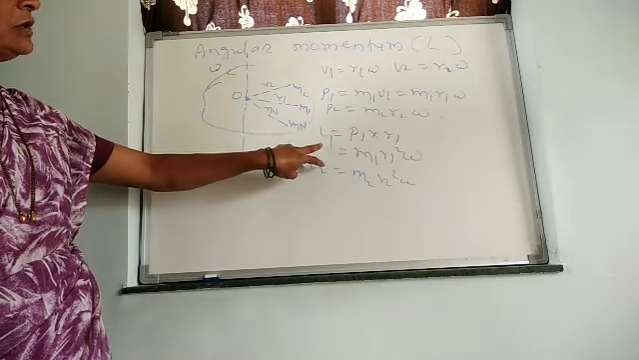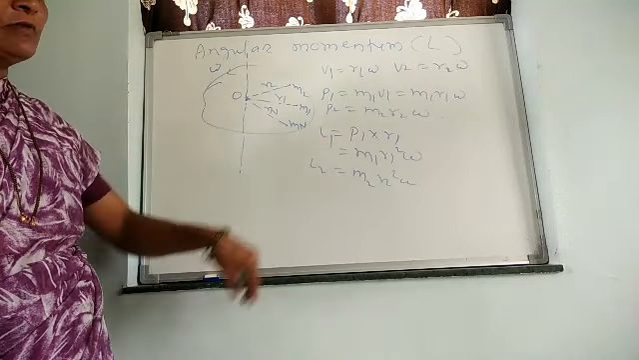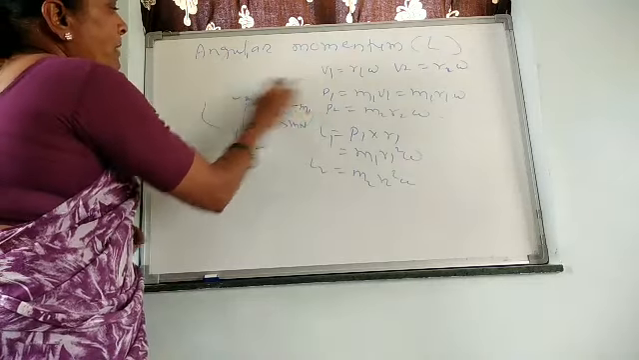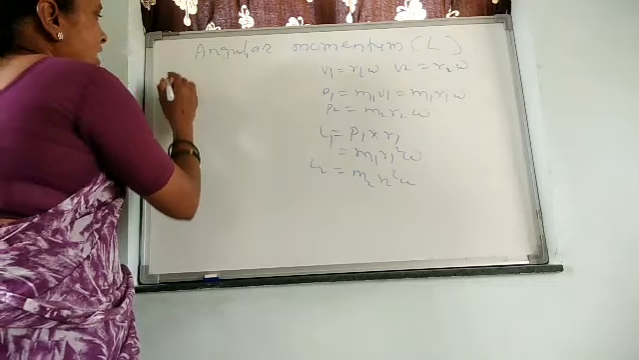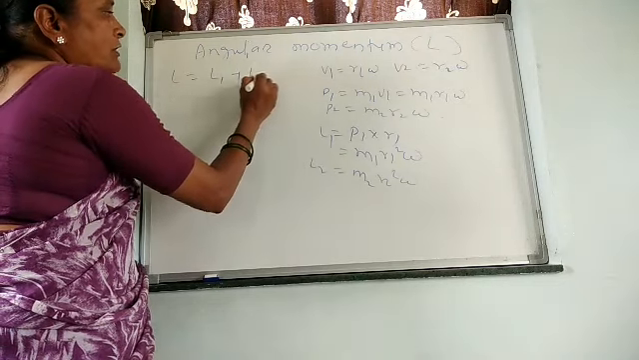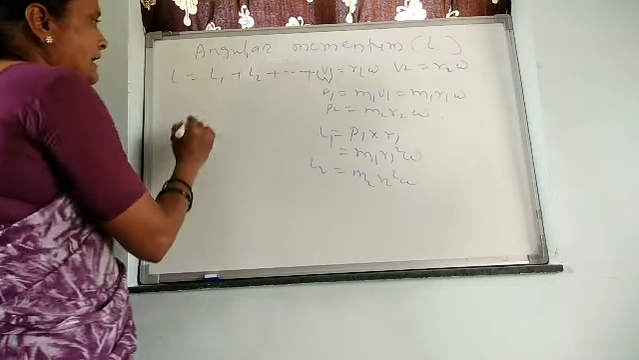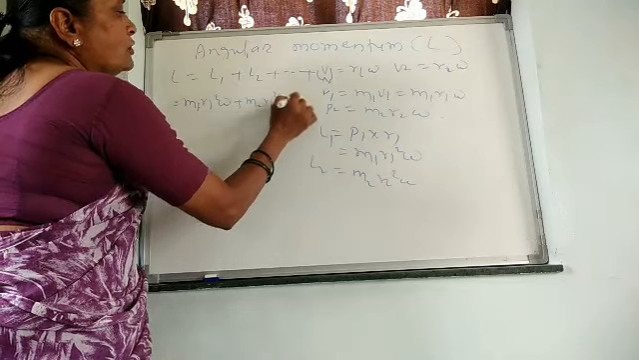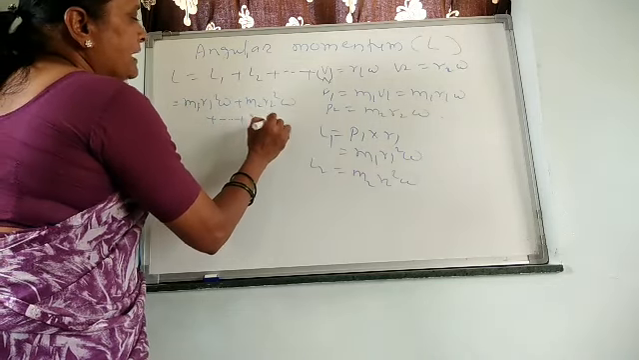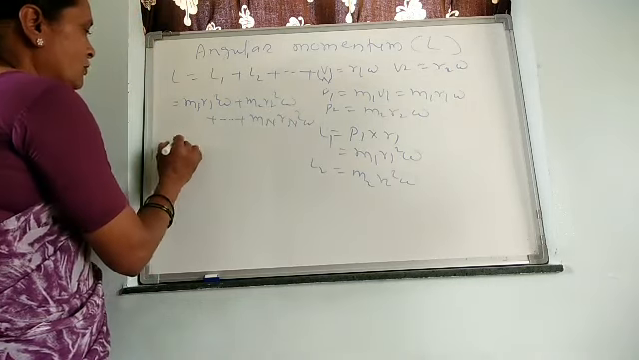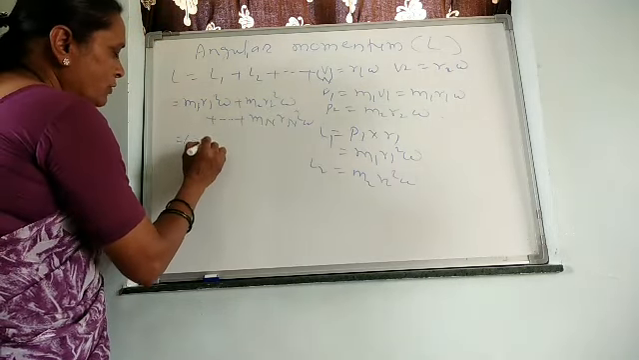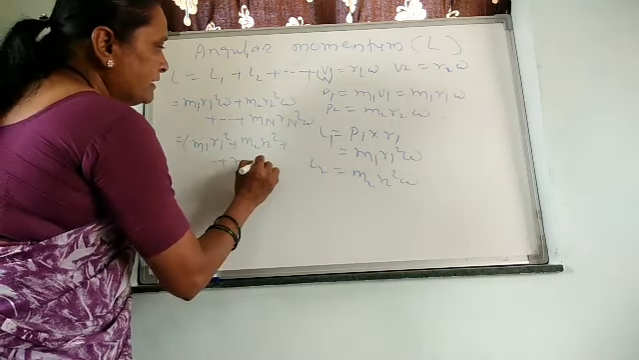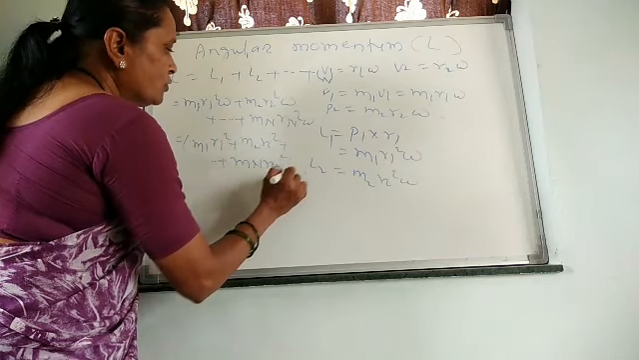As we have found the angular momentum of the first particle and second particle, we can find the angular momentum of the nth particle. Then the angular momentum of n number of particles is L is equal to the sum of the angular momenta of all these particles, L1, L2, up to Ln. Therefore we can write it as m1 r1 square omega plus m2 r2 square omega plus and so on up to mn rn square omega. Then we take out omega common: m1 r1 square plus m2 r2 square plus up to mn rn square, into omega.